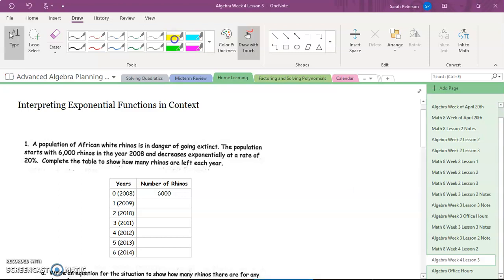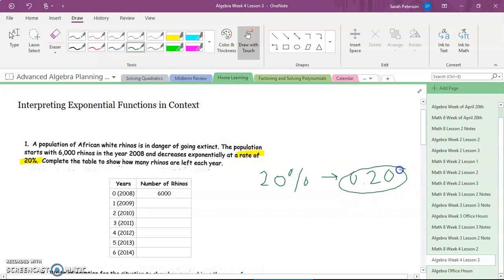So the first thing I want to point out is that it says at a rate of 20%. So remember when we're writing equations, we need to have the factor. So we need to convert that rate into a factor. 20% is the same thing in decimal form as 0.20. Okay, so that's the factor we're going to be working with, but it's decreasing by that.